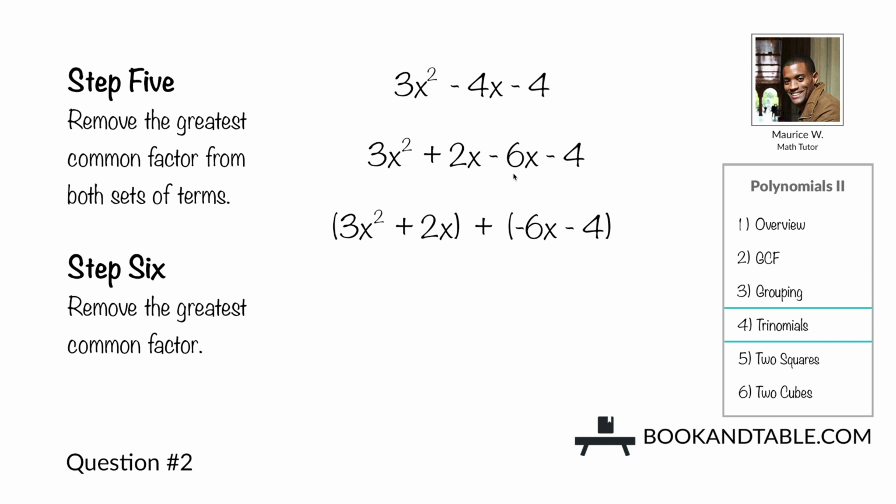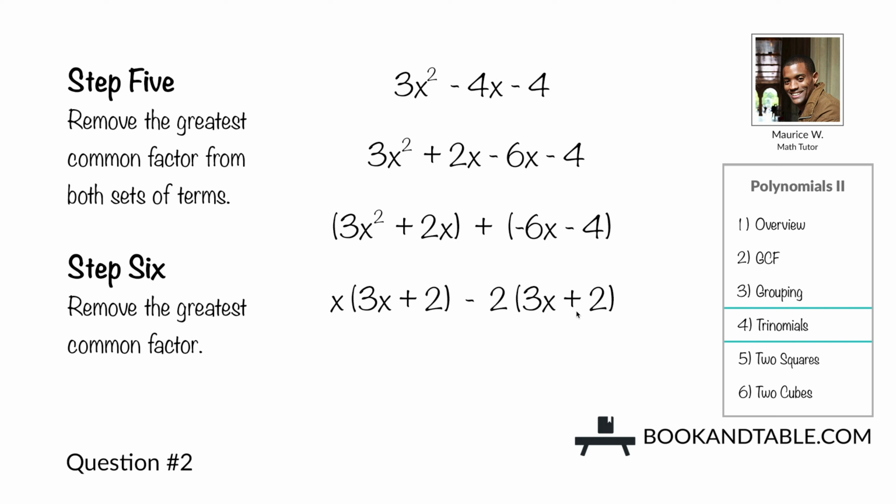And now we can remove the greatest common factor from this set of terms and this set of terms. X is the greatest common factor here. When we remove x, the second factor winds up being 3x squared divided by x, which is 3x. And 2x divided by x would give us 2. And for our second group, we remove negative 2. The second factor on the inside would be equal to negative 6x divided by negative 2, which is positive 3x. And negative 4 divided by negative 2 is positive 2.